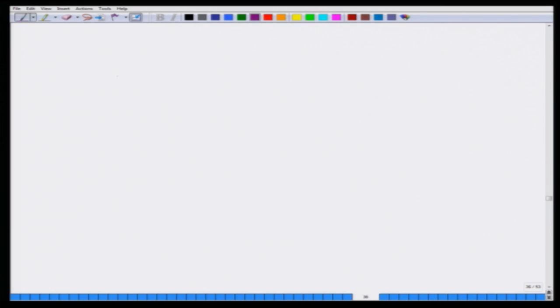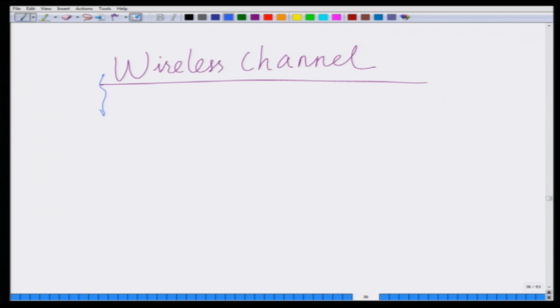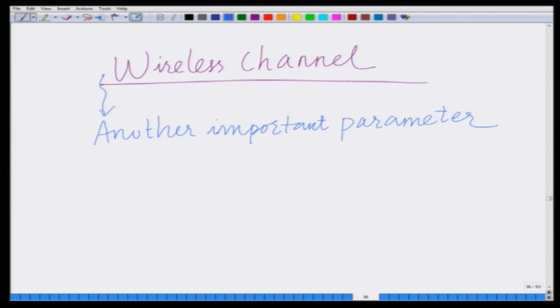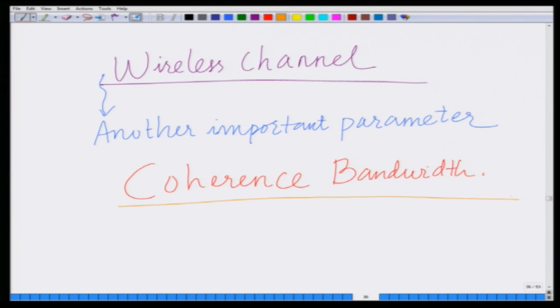So, what we are going to see in this module is, for a wireless channel, another important parameter of the wireless channel, which is termed as the coherence bandwidth of the wireless channel. Now, naturally, we are saying bandwidth. The bandwidth relates to frequency. Therefore, we have to look at this wireless channel in the frequency domain, right?